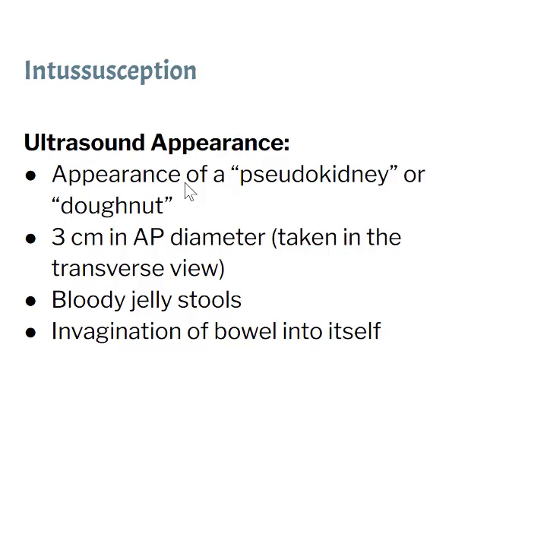You'll also note that the diameter of the walls of the bowel is a little bit thickened, up to 3 centimeters. The patients are also going to have what we call bloody jelly stools. You've also heard it referred to as red currant jelly stools. So it's bloody, very mucousy in appearance. And we should actually be able to see the invagination of the bowel onto itself with ultrasound.